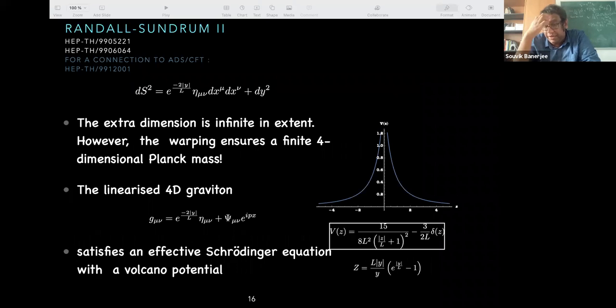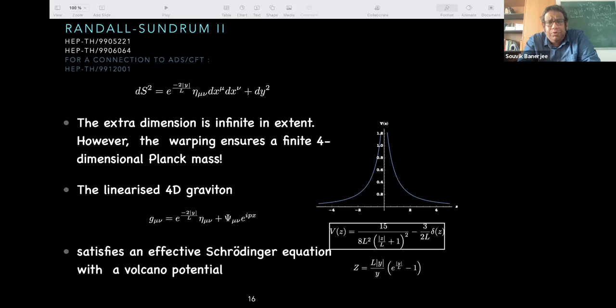Perhaps many of you are familiar with it. One point I will mention here is that although effectively this extra dimension is infinite in extent, the warping ensures a 4-dimensional Planck mass. So you have a non-trivial warping here, which ensures a 4-dimensional Planck mass, which is finite.